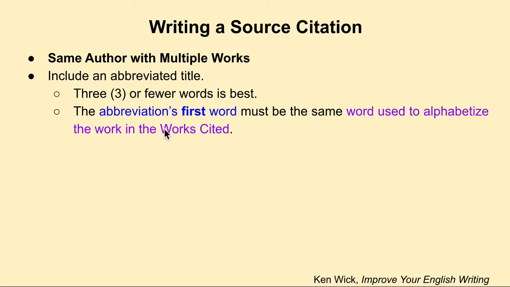And just like the last slide, the abbreviation's first word must be the same word that's used to alphabetize the work in the works cited. This is easier because you do see who the author is, and you can just go down and find the work title, but the first word of the abbreviation should be the word that's used to alphabetize the work in the works cited.